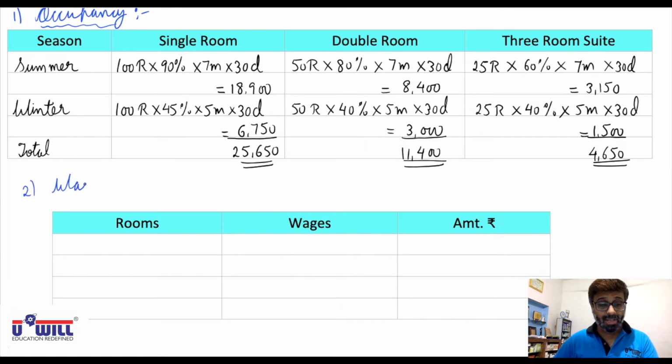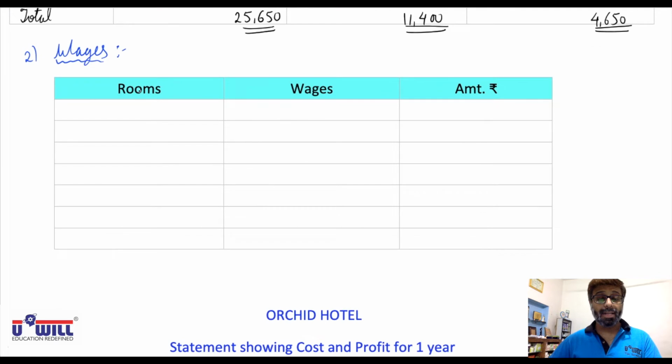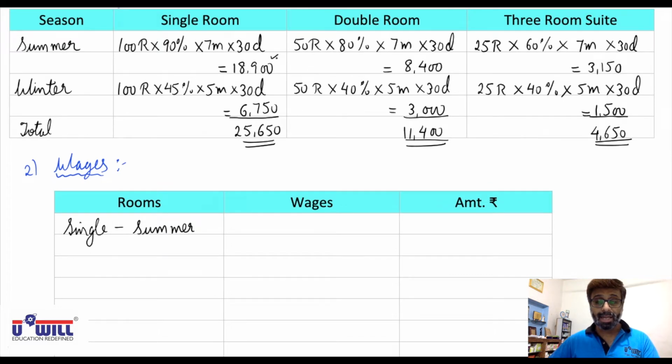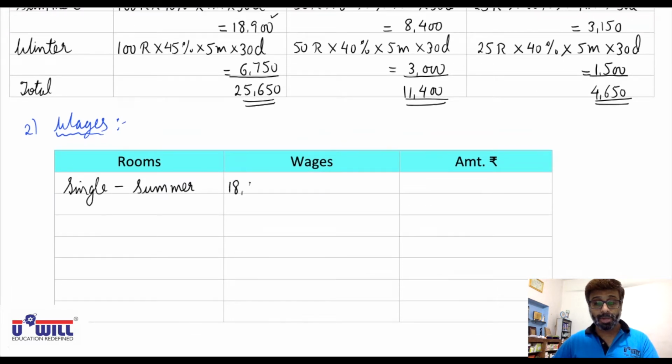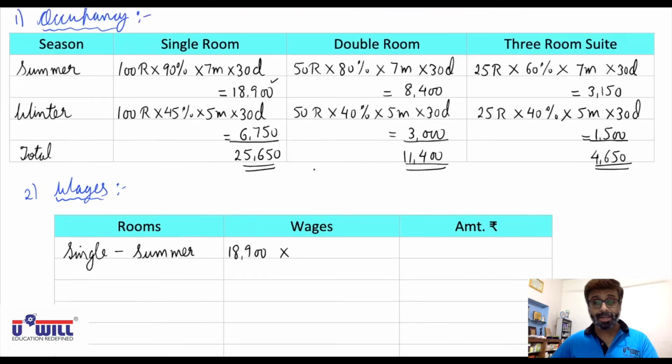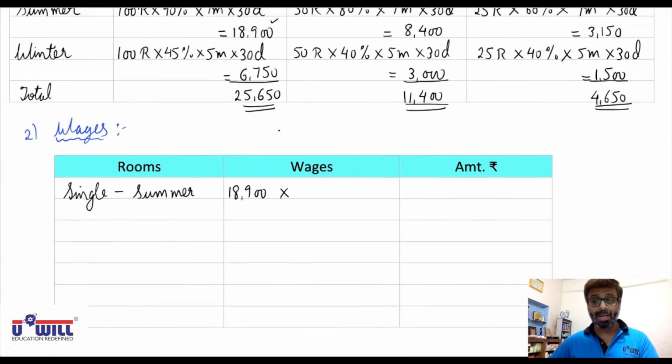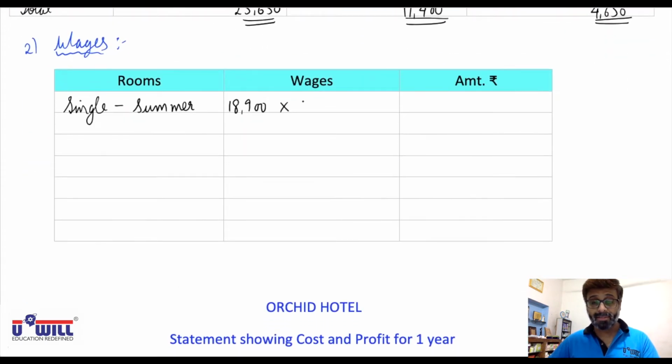Now, as we discussed, why did we find this occupancy in the beginning? So that we can find the wages expense which is to be taken in the statement. So how will we find the wages? Understand it. First, for single room, we'll have to do it separately for summer and winter because the rate of summer and winter season is different. In summer season, 18,900 rooms go on rent, and the wages are rupees 2 per day. So 18,900 is already multiplied by the number of days. Directly we will multiply it with rupees 2.